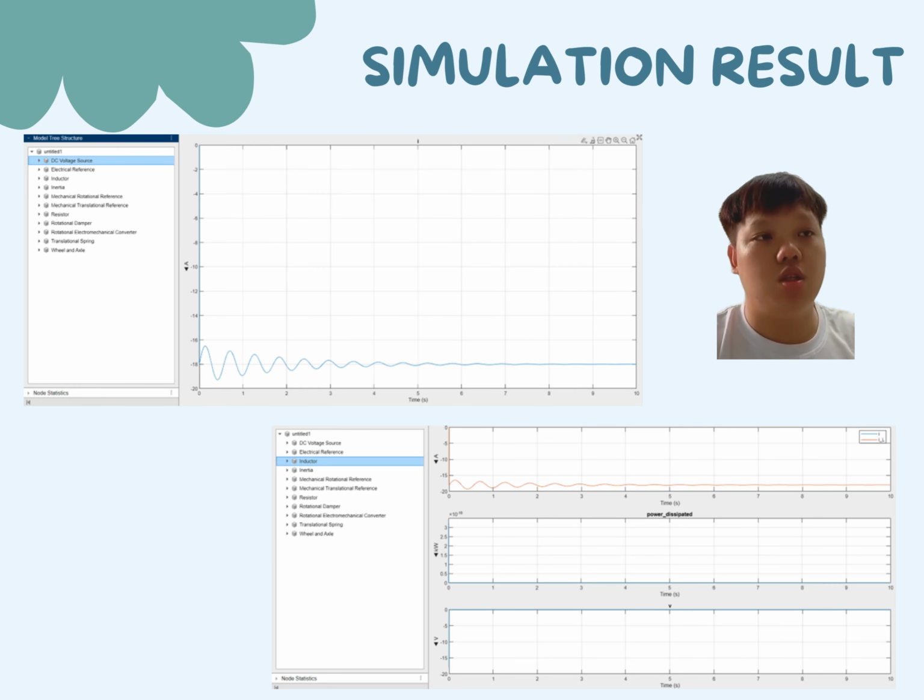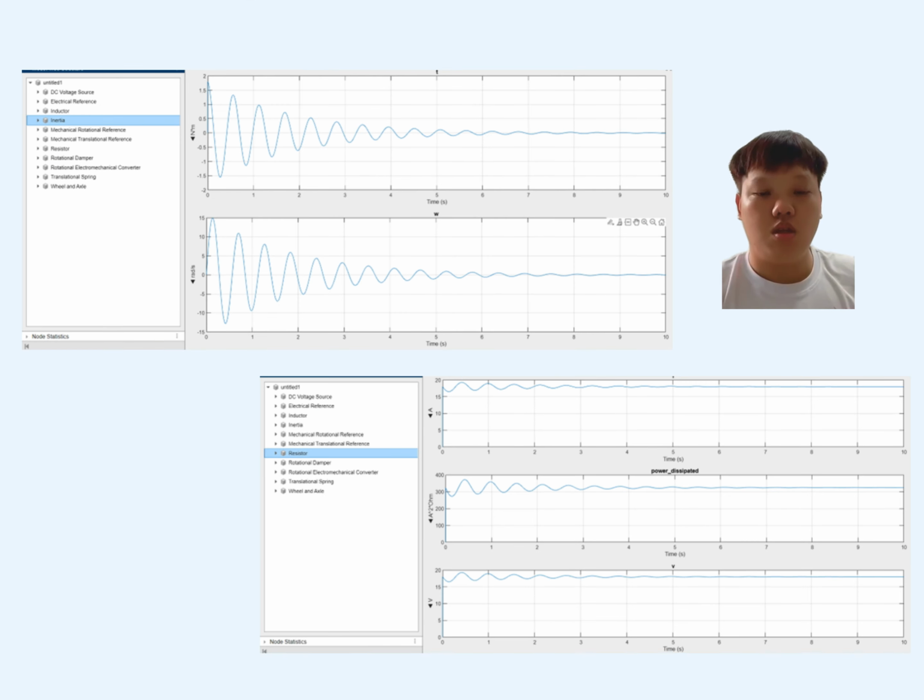After we build the simulation diagram, we run the program and it gives the results. The first graph refers to the DC voltage source. We can see that it has damping in the graph, and the second graph is for the inductor, so we can infer that the inductor has no power dissipated, as shown in the graph. Next is the inertia graph. We can see that the inertia also has damping. The next graph is the resistor. The resistor also has an effect in the motor, which is to protect our components or reduce the current flow.